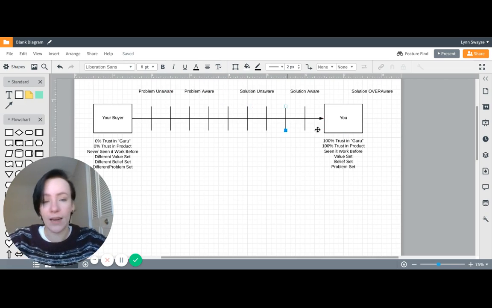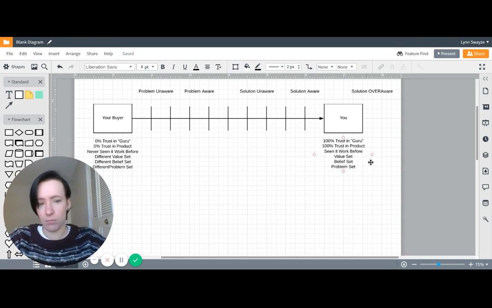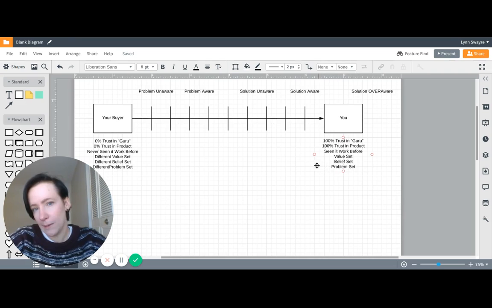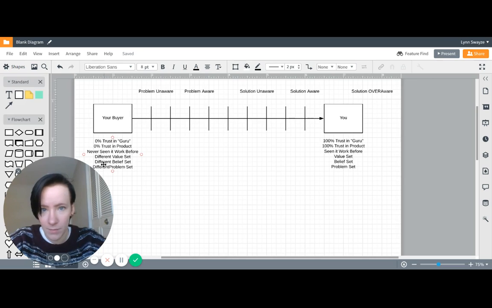And your buyers aren't. And the mistake I see in sales pages is the assumption that they have all the same beliefs and values and problems that you do. And that's an interesting thing too. As the entrepreneur, you have a different problem set now, don't you? Your problem isn't the same as their problem.